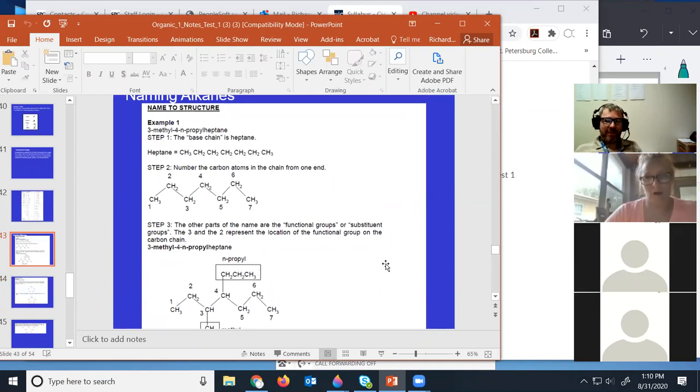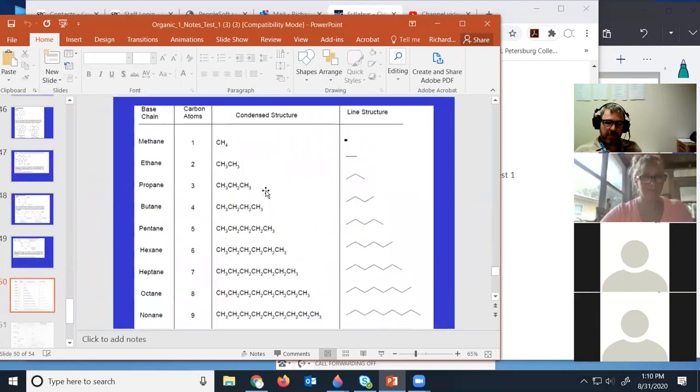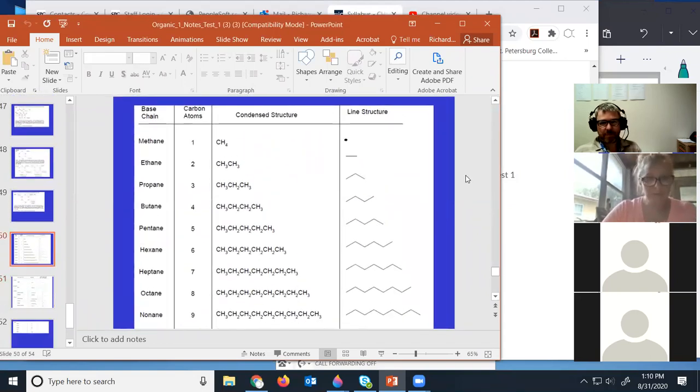Naming alkanes. Name to structure. Right. So first of all, you are going to have to be aware of the base chain names. Now, the base chain names I'm talking about, let's see if I've got them here. There we go. Here.